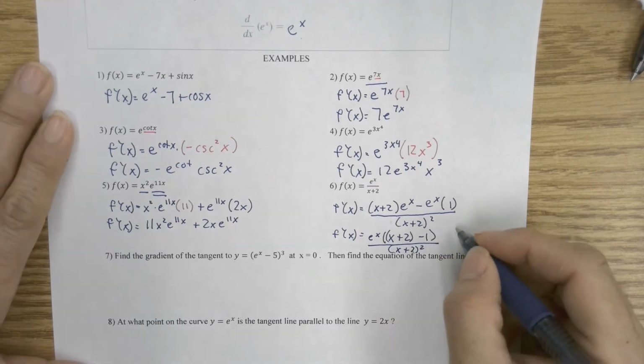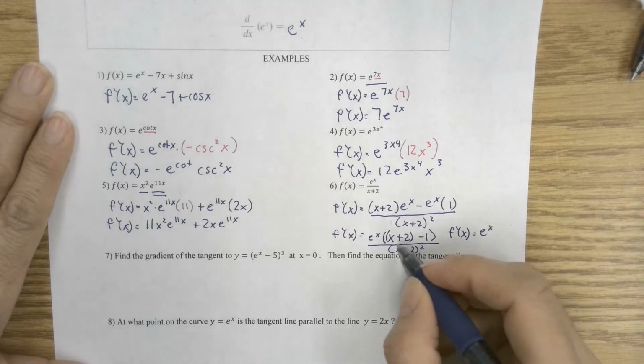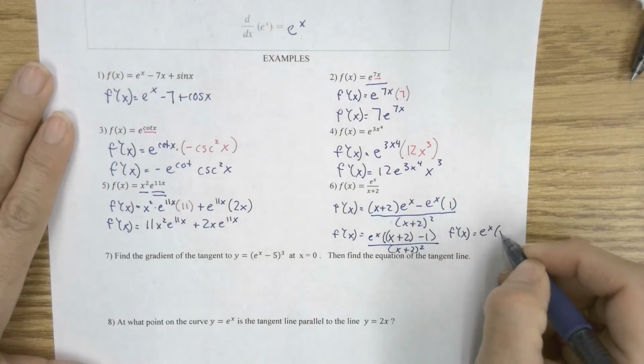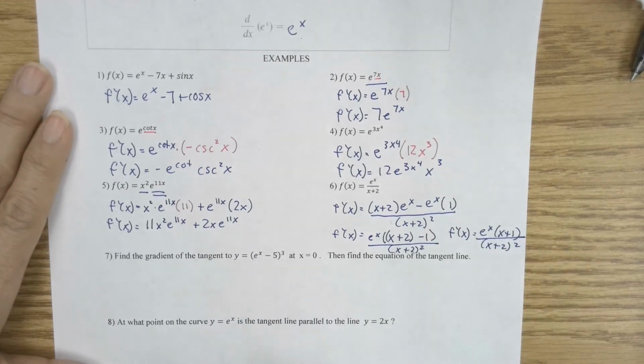And I will go one more step. Let's see if I can squeeze this in over here. And I will just clean up x plus 2 minus 1 is x plus 1. And that is all over x plus 2 squared.